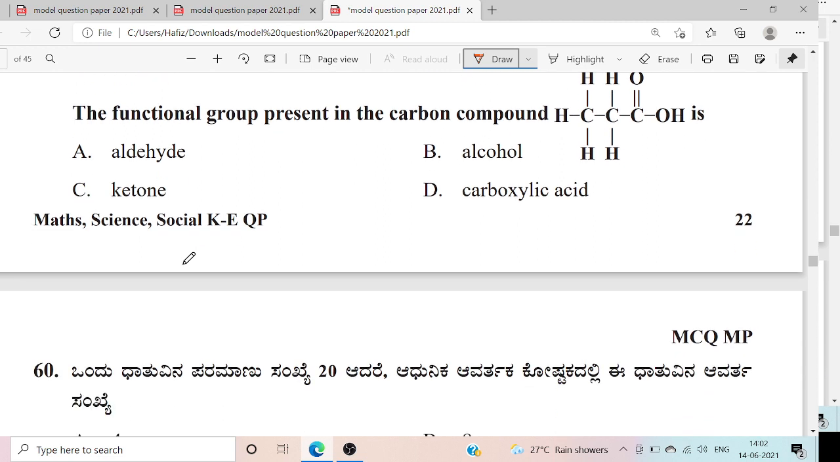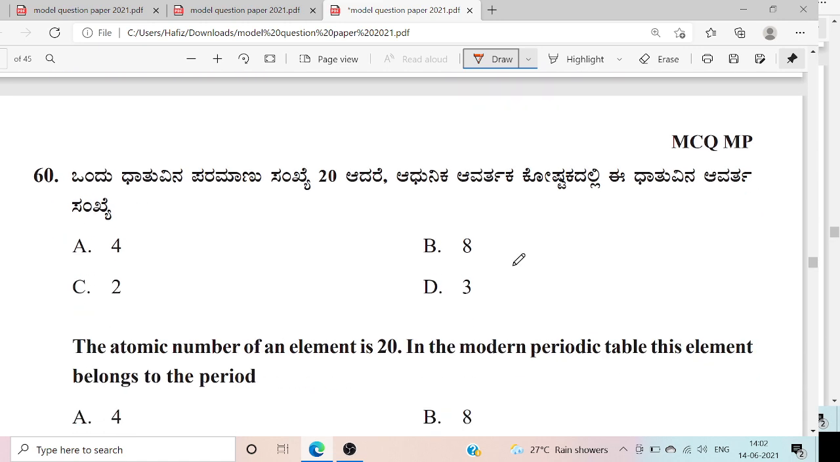Next question, from carbon compounds, you could see here the functional group present in the carbon compound. See here, a carbon compound can be divided into two parts, children. You can see here that one is the alkyl group, the other is the functional group. You just identify the functional group here, COOH. It's a carboxylic acid, so it's option D.